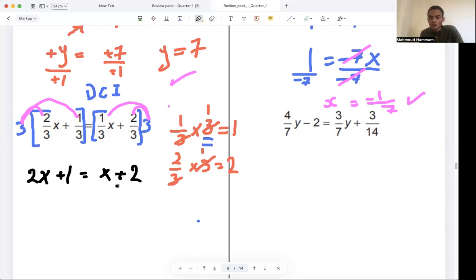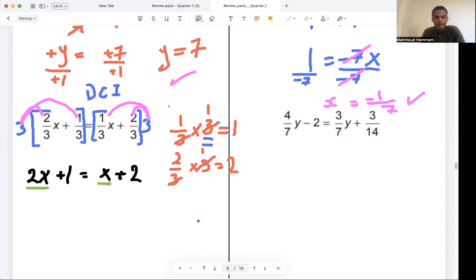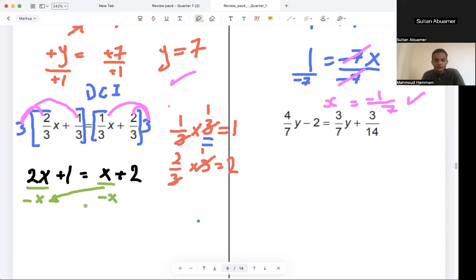So what I will do, Yasin? What are the like terms, Yasin? I have 2x here and an x here. These are the like terms. So this will move to the left with positive or negative? It was positive, so it will move with negative. So negative x on the left hand side, and also we should subtract an x from the right hand side.